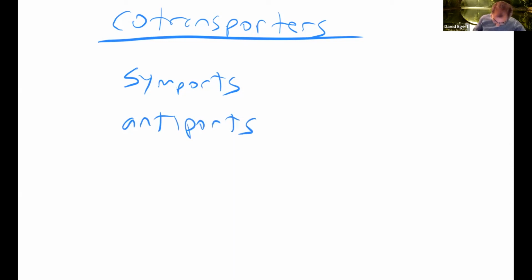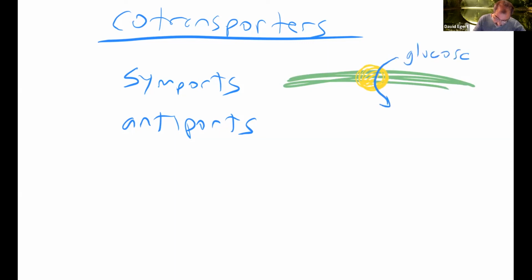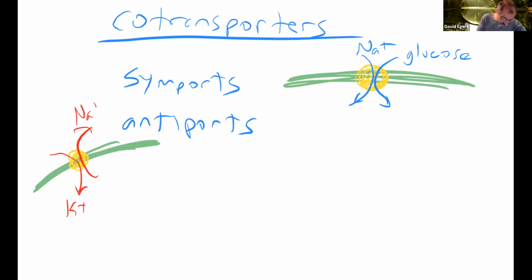An example of a symport: glucose can come in, but only if it's coming in along with sodium. So we're going to see one of these in a moment. An antiport means that things move in opposite directions. We'll see a number of antiports that are important, like potassium moves in, but only if sodium moves out at the same time. So these are coupling co-transporters, coupled movements.